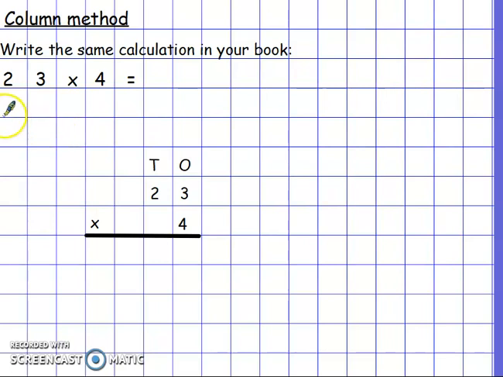I'd like you to write the same sum again in your book. This time we're going to use column method, which is set out like this. So leave a space under the sum and write your tens and ones and set out your calculation using a ruler to draw the line underneath. Press play when you're ready to go through the calculation.